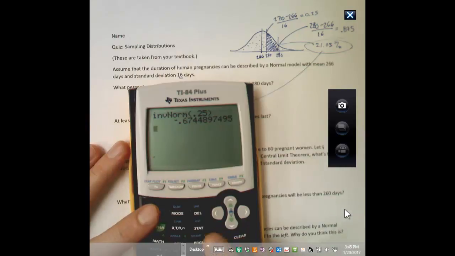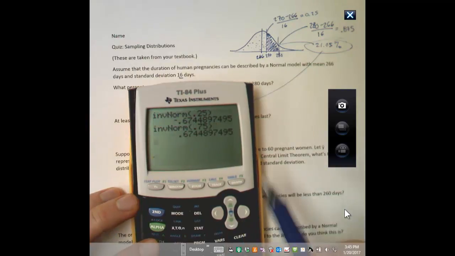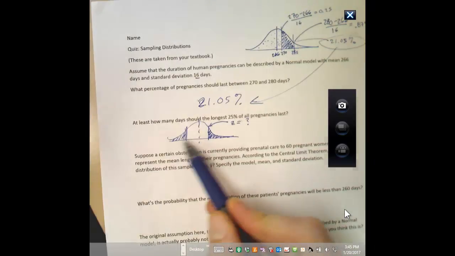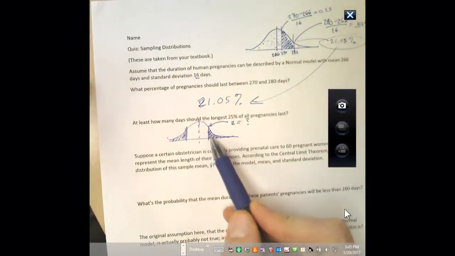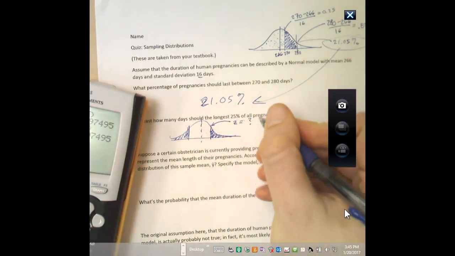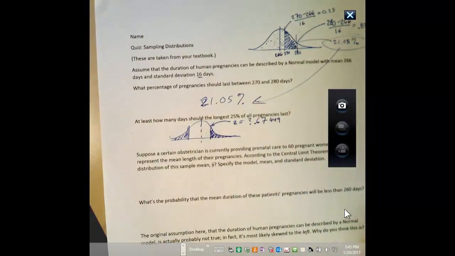In fact, if I do inverse norm of 75, see, it's the same thing. 75% means I'm talking about everything up to here. If the left is 25%, the rest is 75%. So I just found z is 0.67449. That's more than enough place values.